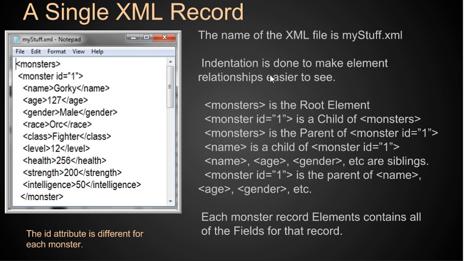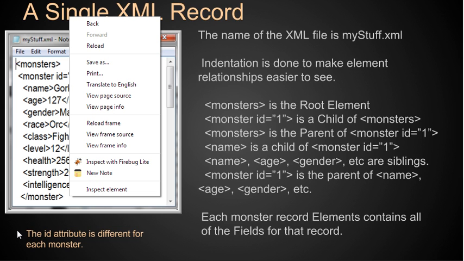Indentation is done to make element relationships easier. So this indentation I did intentionally. It doesn't have to be there. Now, we know monsters, this right here, this is the root element. Monster, singular, ID equals 1, is a child of monsters. You see this right here? This is a child of monsters. Why? Because monster, ID equals 1, is contained within the monsters element. Therefore, this monster element, with its opening tag and its closing tag, is a child of that, okay?